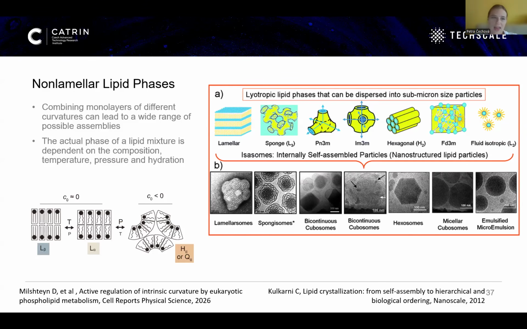And the thing that decides which of these phases a lipid mixture is going to assemble into depends on the composition of the lipids, because usually we don't only have one lipid. So it's kind of a sum of the properties of the lipids in the mixture. It's dependent on temperature, and it depends on pressure, as we saw in the case of the jellyfish. And also it depends on how much water there is available to the system.